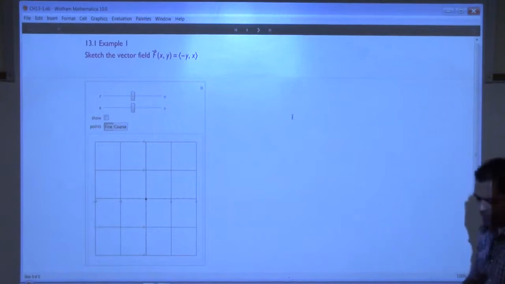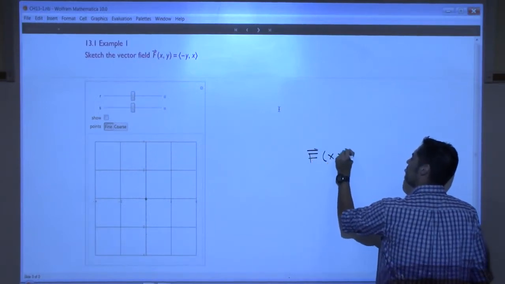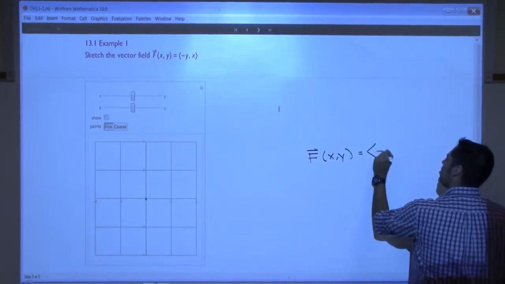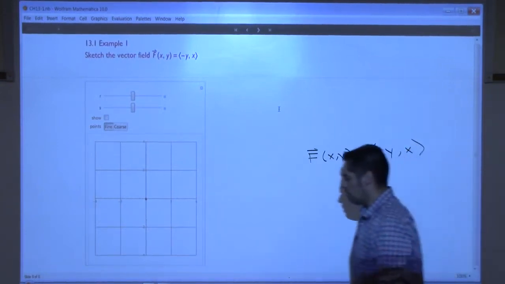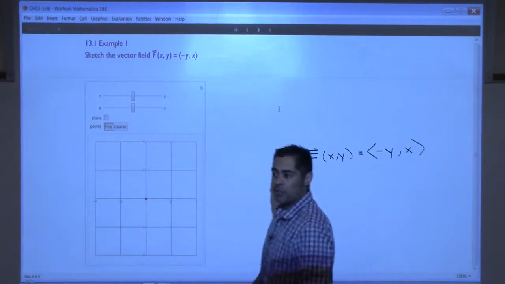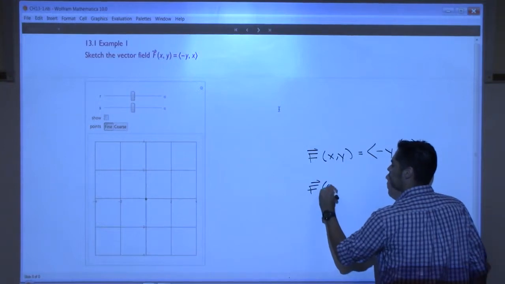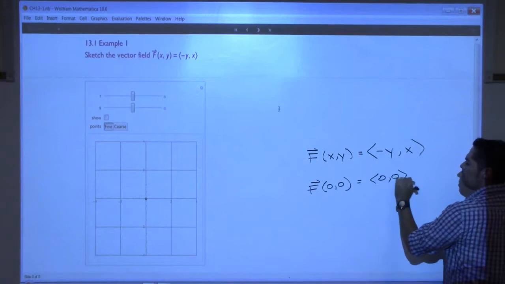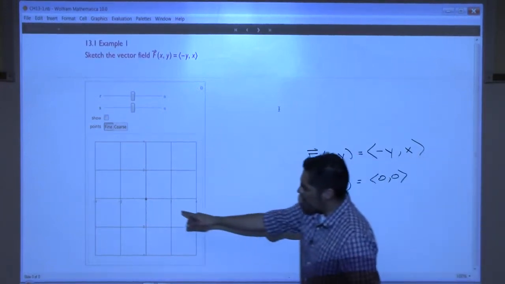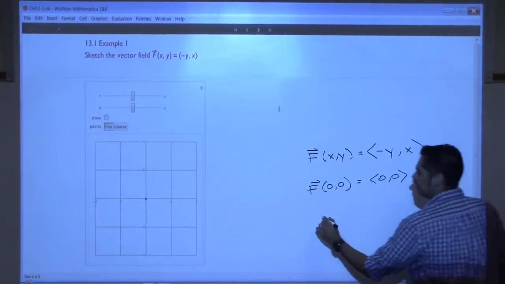So here's another example. And this time I actually told you what the vector field was. We were given the vector field defined to be the vector negative y comma x. So what I wanted to do is quickly draw out a couple of the vectors. Let's just pick a point. What is the vector at the origin? The 0 vector, right? So when I'm at the origin, which you can see with this black dot, I have the 0 vector.